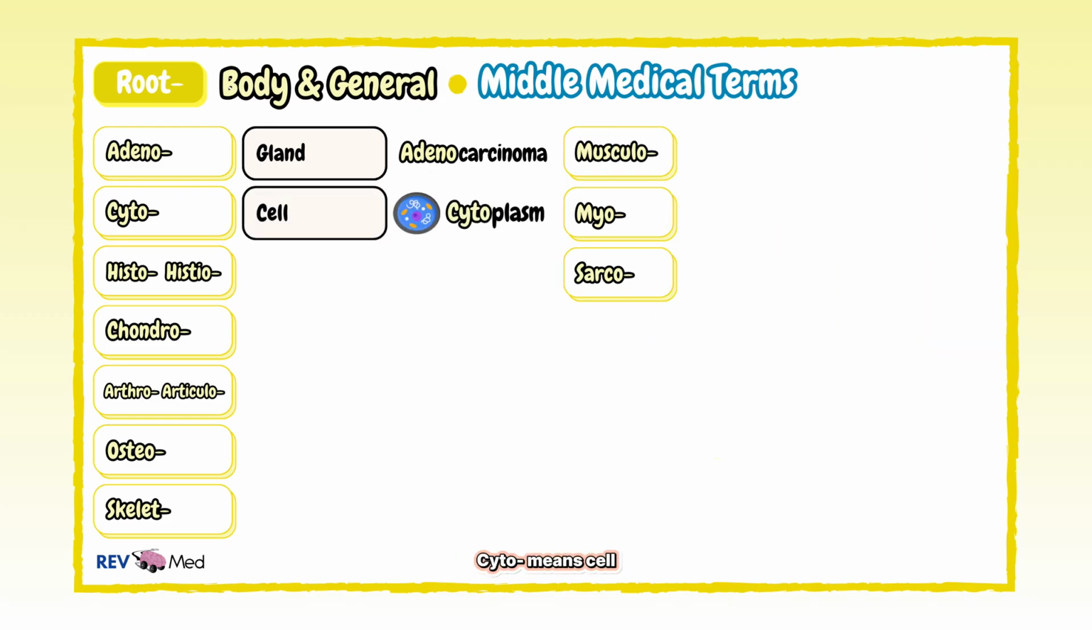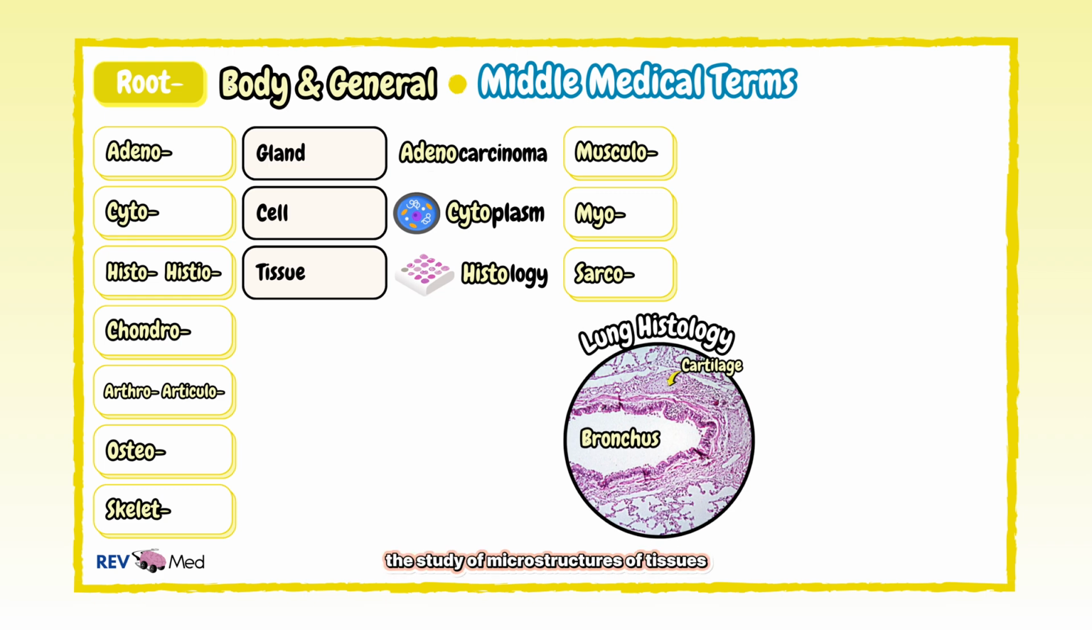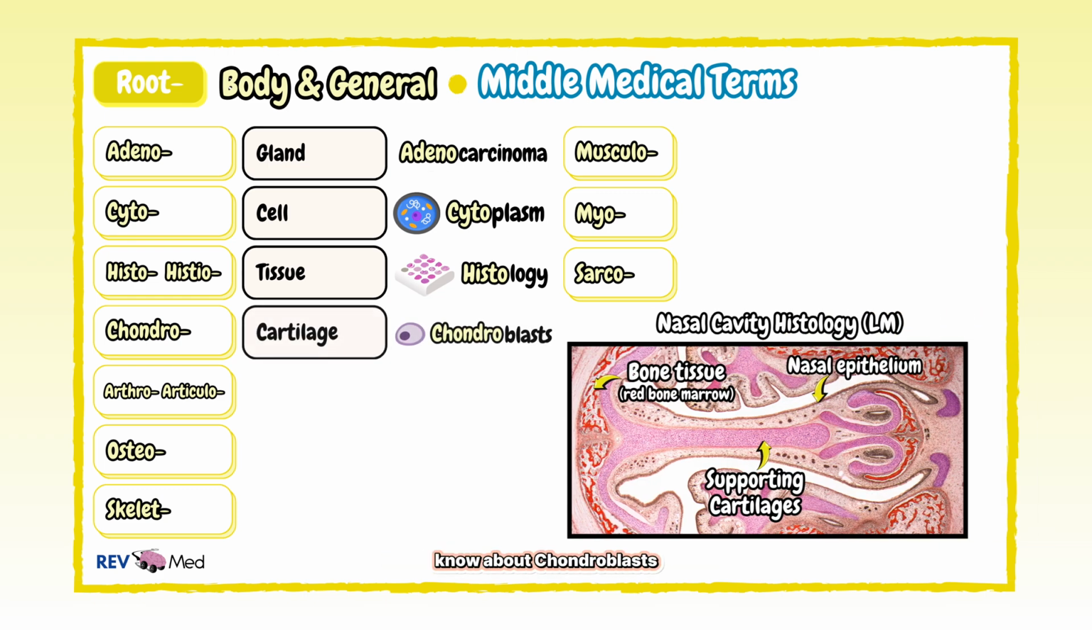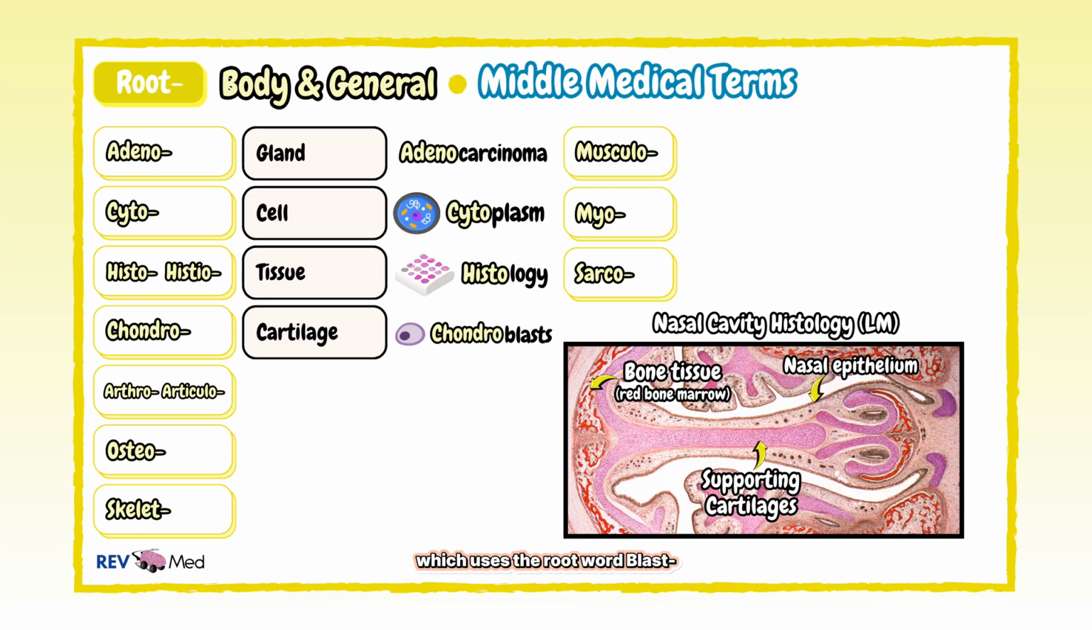Cyto means cell. I like to think of cytoplasm for this one, the jelly-like substance of the cell. Histo and histio mean tissue. It's histology, the study of microstructures of tissues. Chondro means cartilage. Know about chondroblasts, which uses the root word blast, meaning immature. We'll learn this in just a bit. Chondroblast is an immature cartilage cell that plays a role in the formation of cartilage.